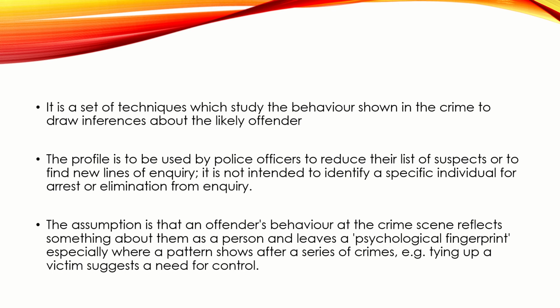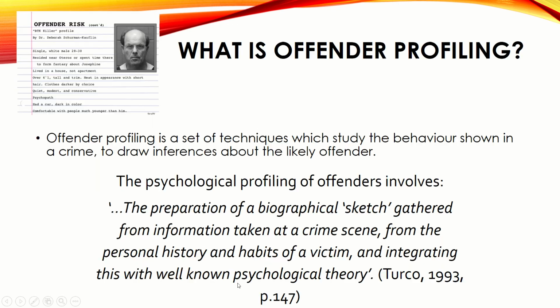So, for example, if you saw a lot of tying up a victim 4 or 5 times from the same criminal, you would suggest that that person has a need for control, or they're a control freak or something along those lines. So what is offender profiling overall? Offender profiling is a set of techniques, like I said, which study the behaviour shown in a crime to draw inferences or conclusions about the likely offender. The psychological profiling of offenders includes this: the preparation of biographical sketches gathered from information taken at the crime scene, from the personal history or habits of a victim, and integrating this with a well-known psychological theory.